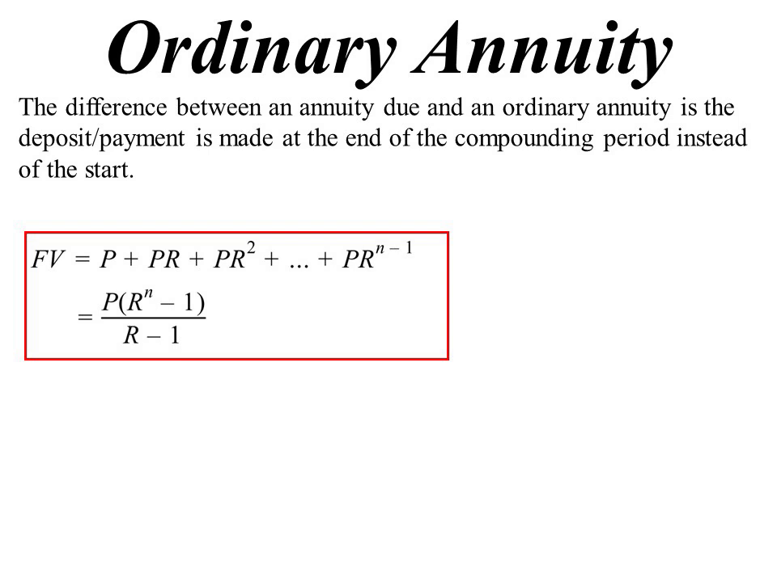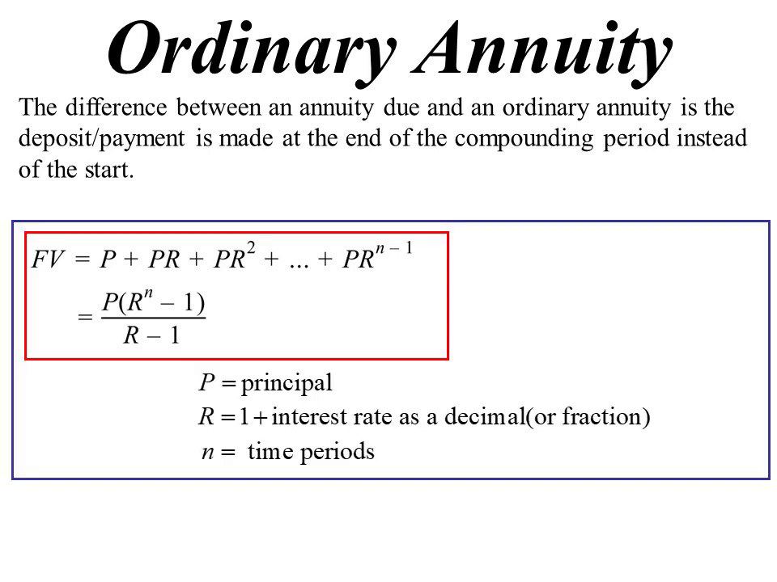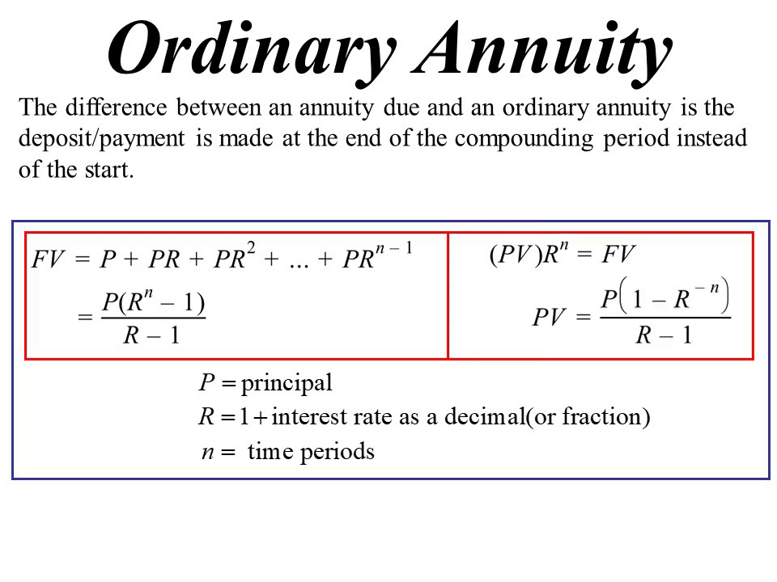So it's slightly different. P is still the principal, R is still our 1 plus the interest rate, and so on. So the difference is, of course, with this first one, you'll notice that there is no interest rate applied to it because it's made at the end of the compounding period rather than the start. It also means the last one becomes n minus 1 instead of n because it's in there for one less time period. But other than that, it's pretty much identical. So if we then had to work out the present value, playing around with that, we would end up with this expression.